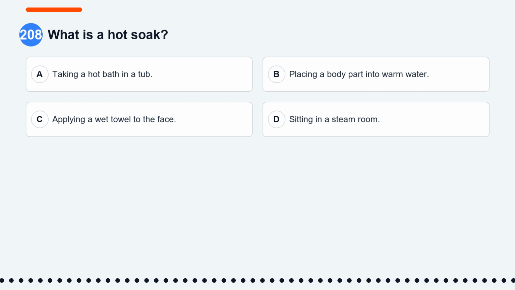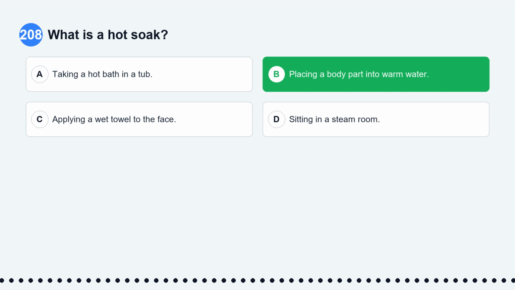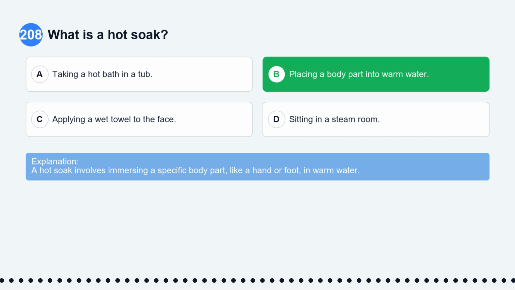Option D, sitting in a steam room. The correct answer is option B, placing a body part into warm water. A hot soak involves immersing a specific body part, like a hand or foot, in warm water.